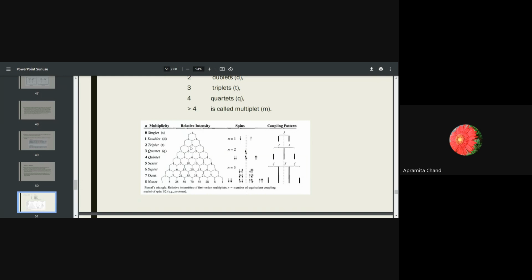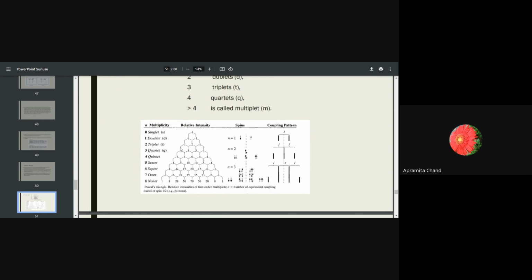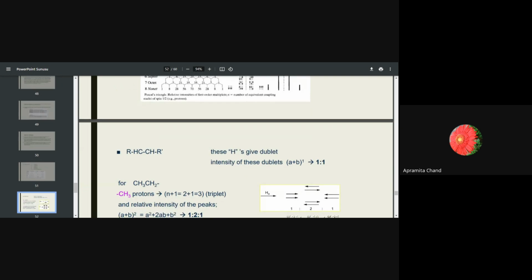For a quartet, again, 1 plus 2 is equal to 3, 2 plus 1 is equal to 3. So for a quartet, it will be 1:3:3:1. Similarly for a quintet, and so on. And this will be the multiplicity. You can see the relative intensity. So if anyone asks you a question on relative intensity, you can easily find it out from Pascal's triangle.